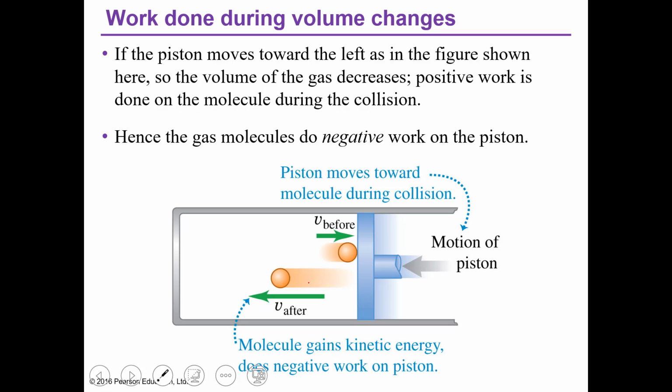How about kung ang piston kay move siya pa left? For example, if the piston moves toward the left, as in the figure shown here, the volume of the gas decreases. Mugamay ang volume sa sulod. The positive work is done on the molecule during the collision. Hence, the gas molecule does negative work on the piston. Since the volume decreases, then the gas molecule does negative work on the piston. Okay? So take note sa direction or sa sign sa imong work.